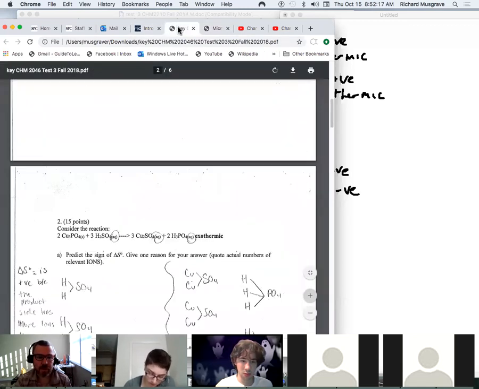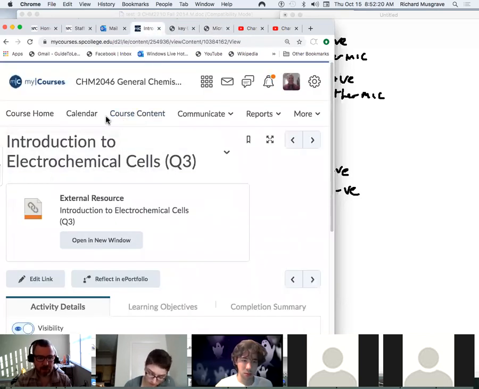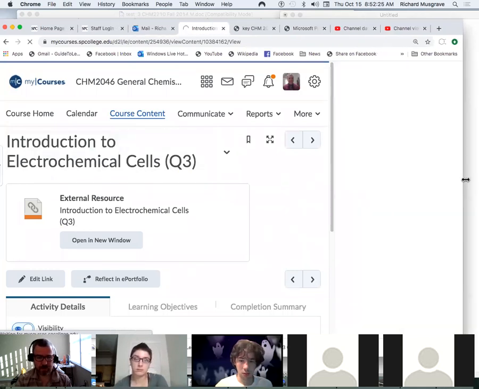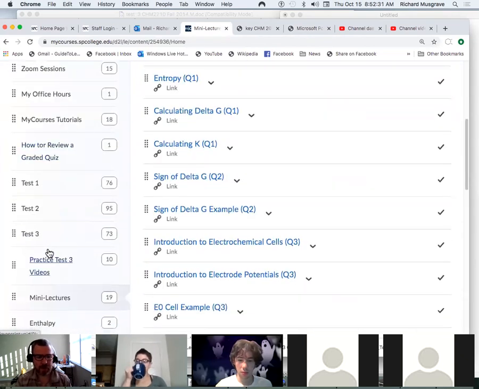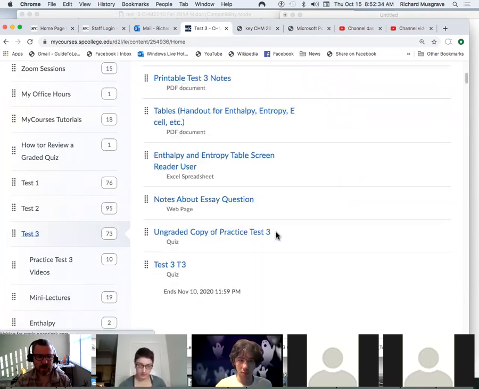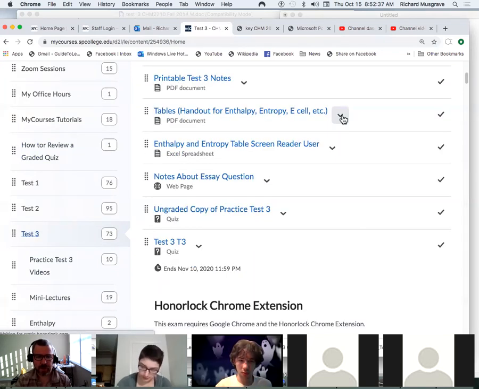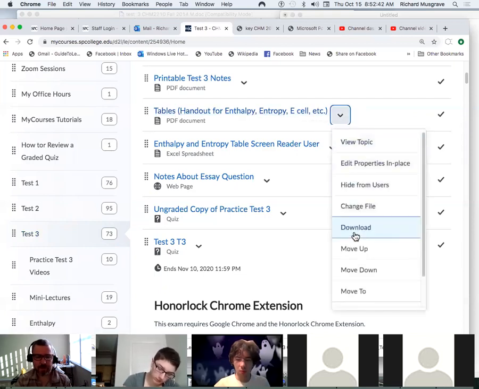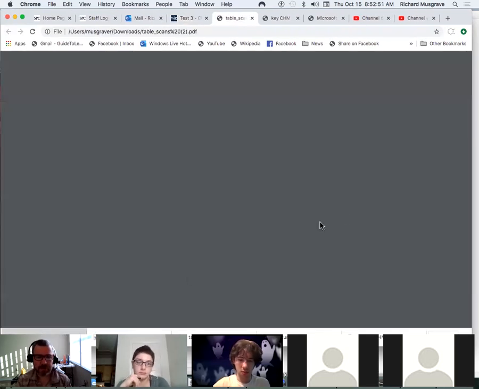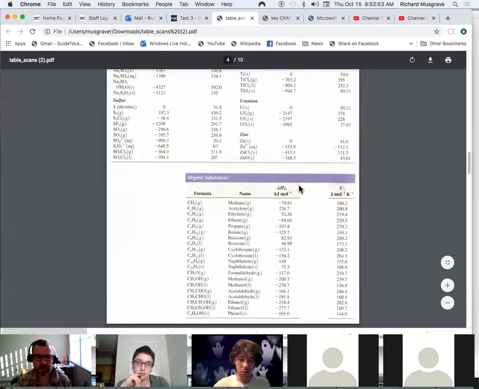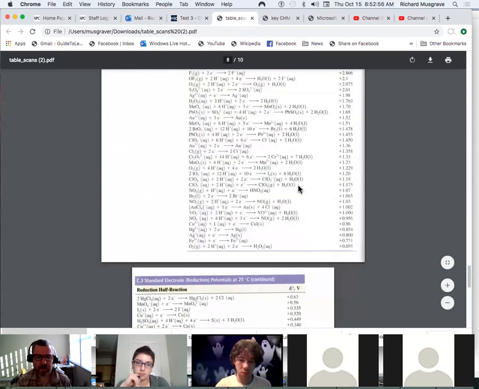Let's see if I got it here. No, I haven't. All right, let me go back to here. I thought I'd put this up, but I haven't. So in the test 3 folder, yes, we've got these tables here. We've got enthalpy, entropy. This will also tell us each cell as well. So we have these tables. Obviously, if I'm giving you a table, you don't have to memorize anything. Let's see if we can find those. I think, yeah, they're more towards the end here.